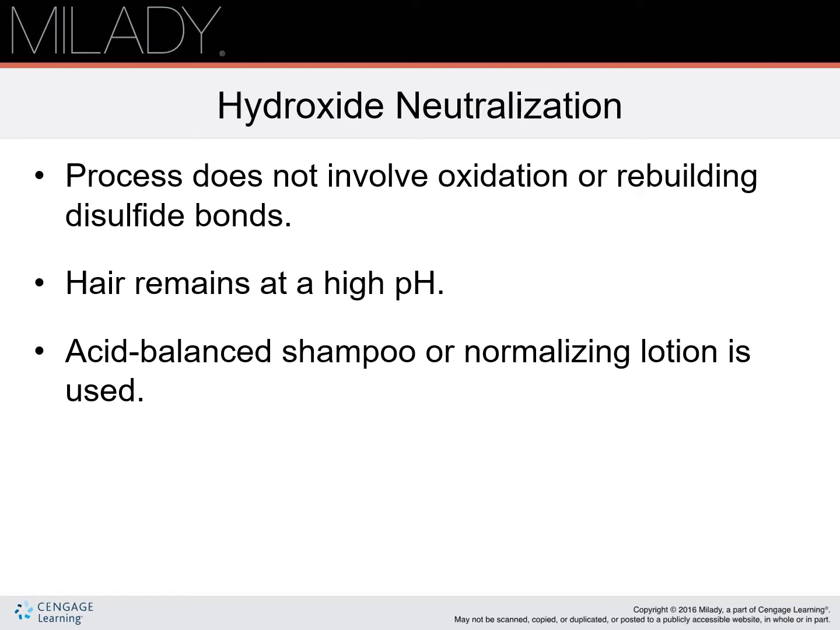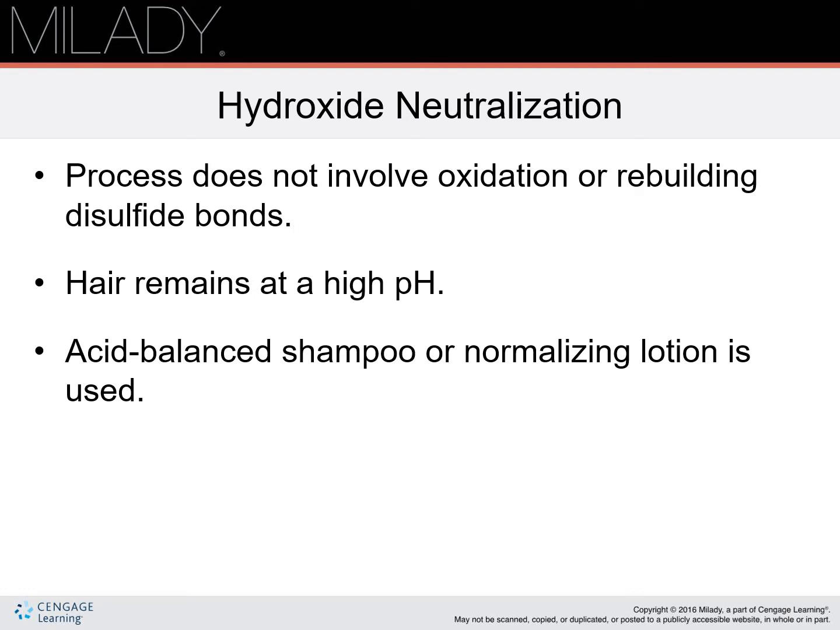Hydroxide neutralization. An acid-alkali neutralization that neutralizes or deactivates the alkaline residue left in the hair by a hydroxide relaxer and lowers the pH of the hair and scalp. A hydroxide relaxer neutralization does not involve oxidation or rebuilding the disulfide bonds.